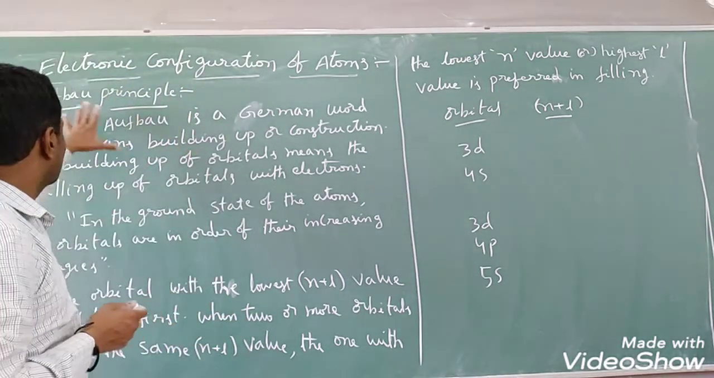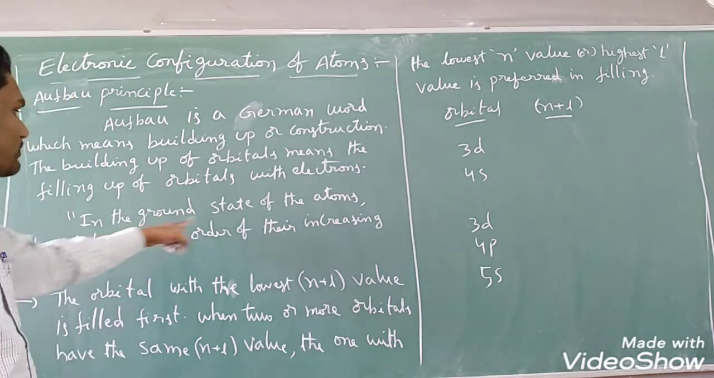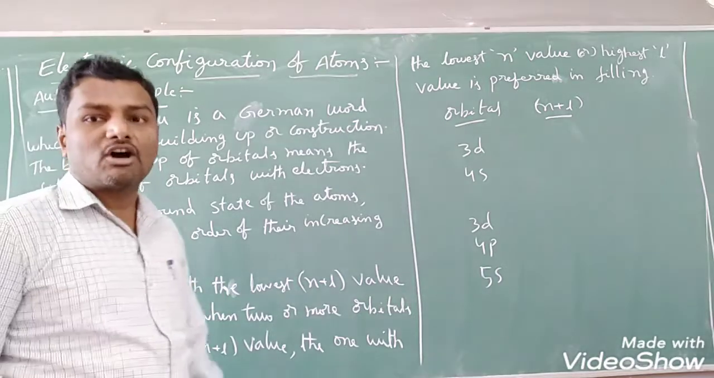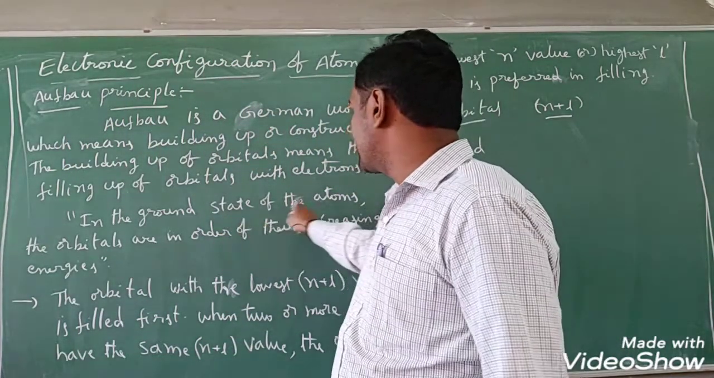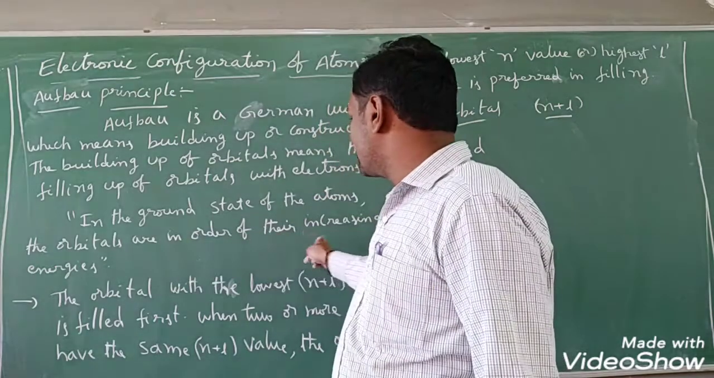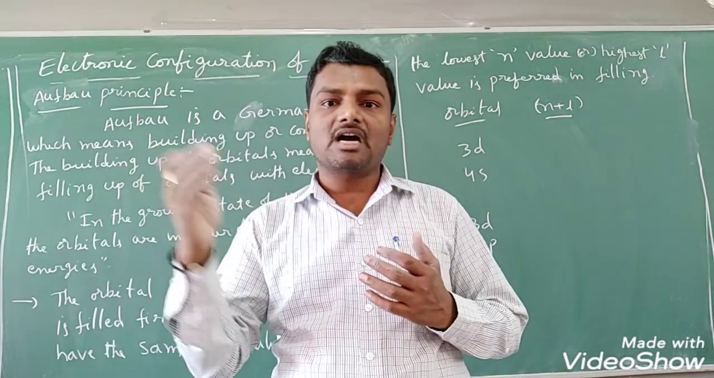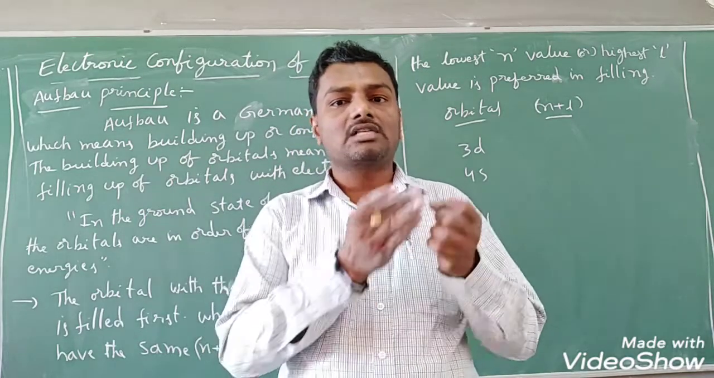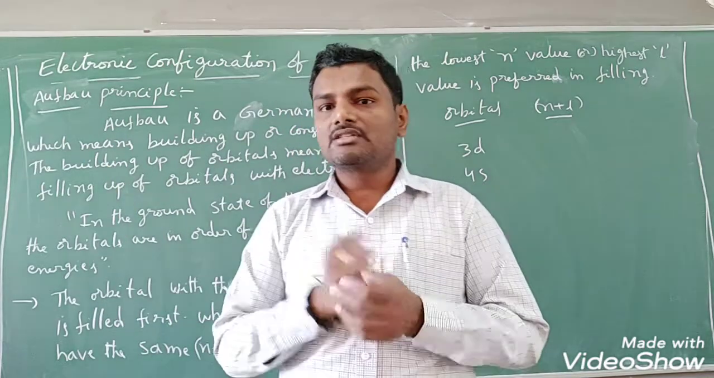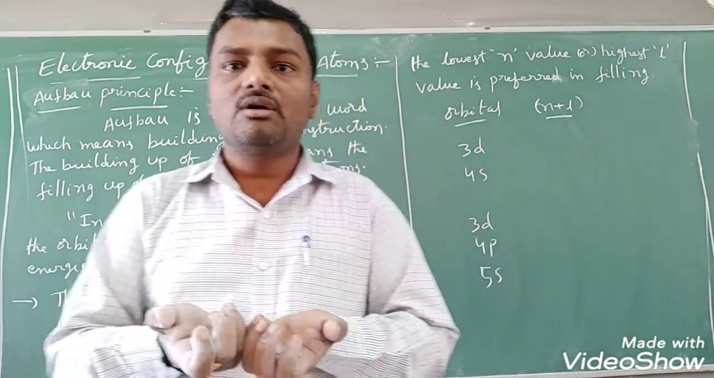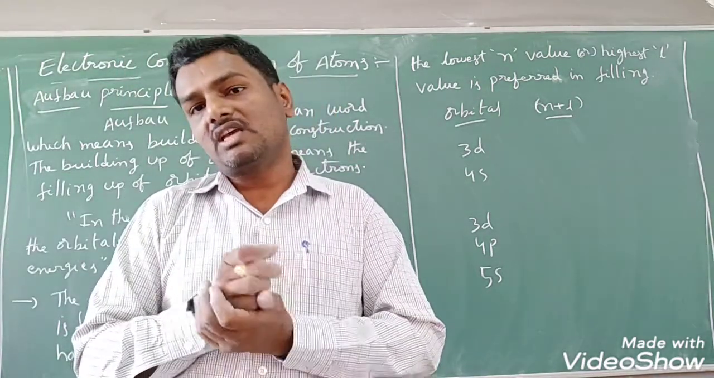So what is the principle? What is the Aufbau principle statement? This you have to write, students. In the ground state of the atoms, the orbitals are filled in order of their increasing energies. That means how do we fill the electrons in various atomic orbitals? We have to fill the electrons in the increasing order of energies of the various orbitals, right? So the first electrons will enter the lowest energy orbital, and only then will the electrons enter the next higher energy orbital, students.